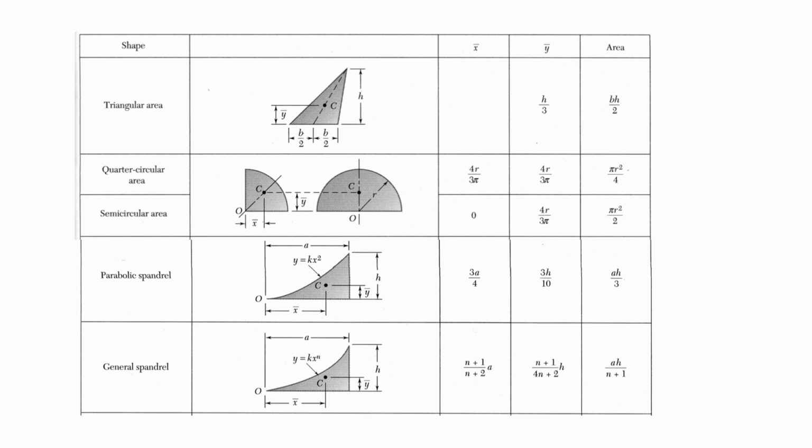Here we have some different shapes. For instance, for a triangular area, the centroid in the y direction is equal to h over 3, and the area is bh over 2. If we have a quarter circular area, the centroid in x will be 4 times r divided by 3 times pi, and the same for the y direction. The area will be radius squared times pi over 4. Then we have the parabolic spandrel, the general spandrel, etc. Usually, basic shapes are given in the FE booklet.